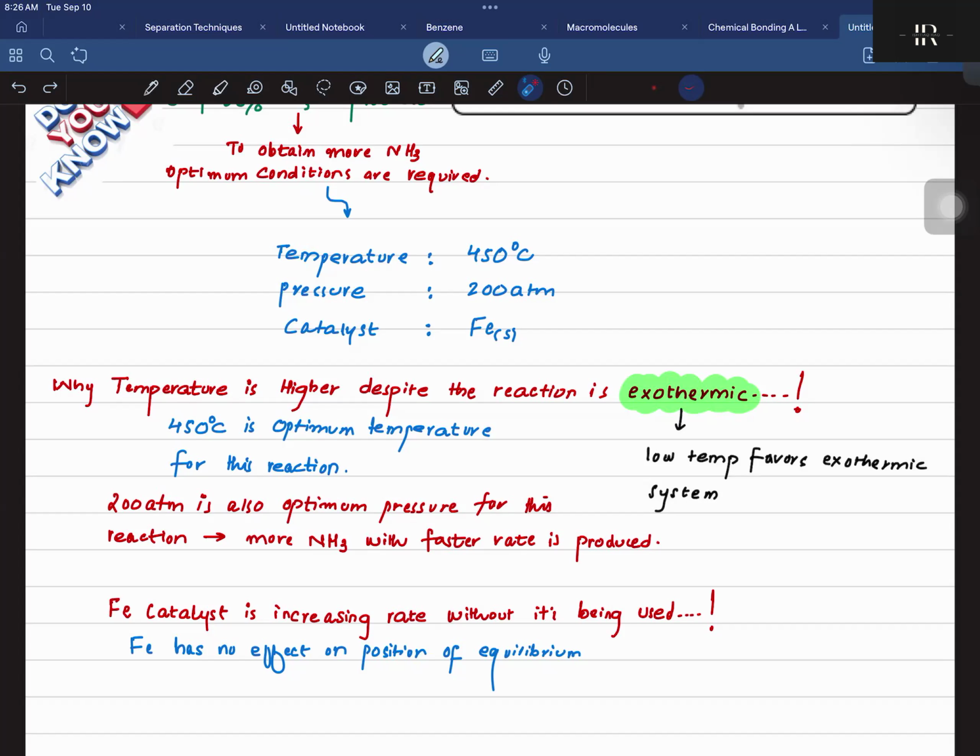Then we have added a catalyst as well. The catalyst is iron, which increases the rate of reaction without being used up, and it has no effect on the position of equilibrium. It only changes the activation energy; basically, it lowers the activation energy. So this is what the Haber process says.